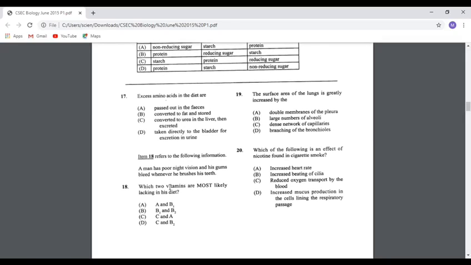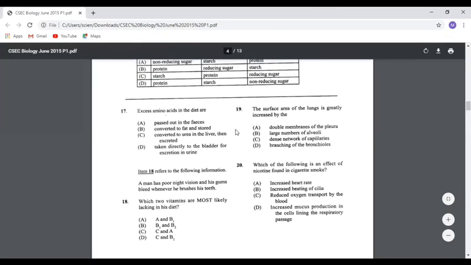Item 18 refers to the following information. A man has poor night vision. His gums bleed whenever he brushes his teeth. Which two vitamins are most likely lacking in his diet? So if he has poor night vision, he lacks vitamin A. His gums bleed, that's vitamin C. So the answer is C and A. That would be C. Number 19.